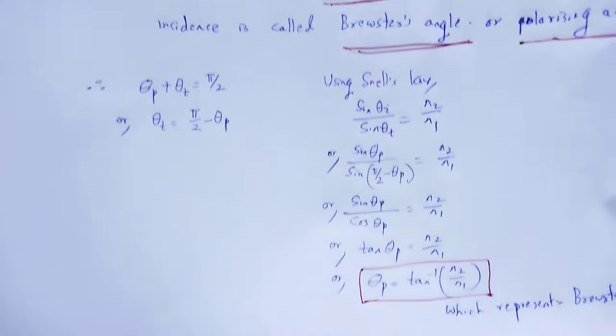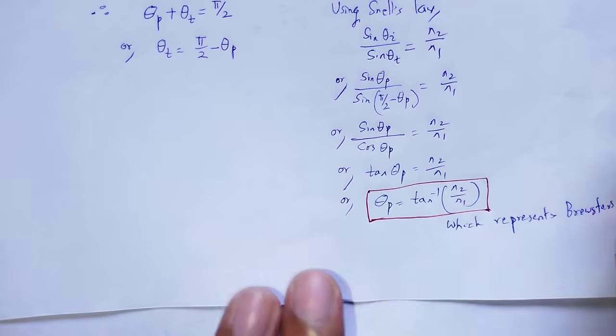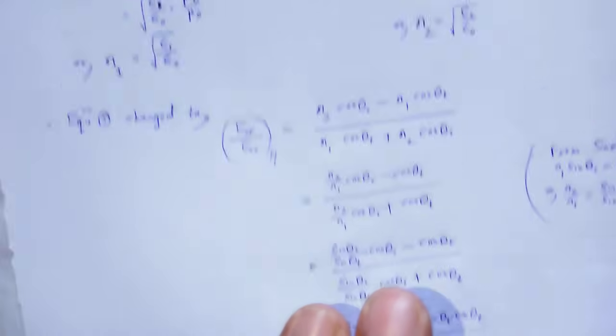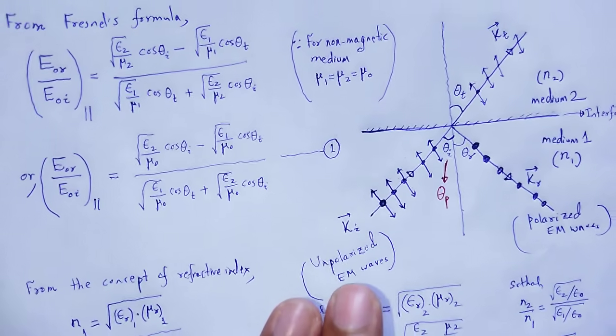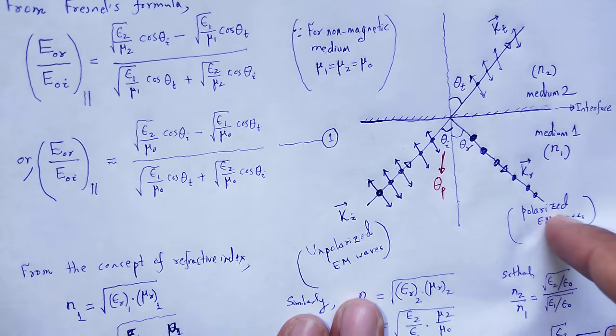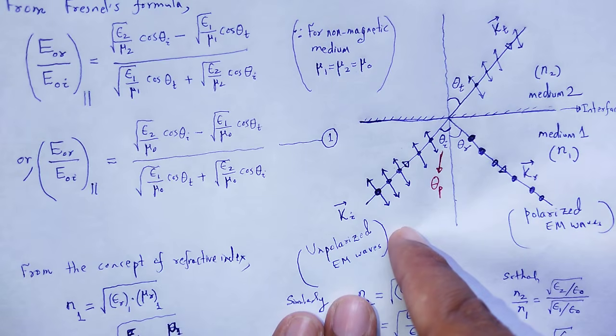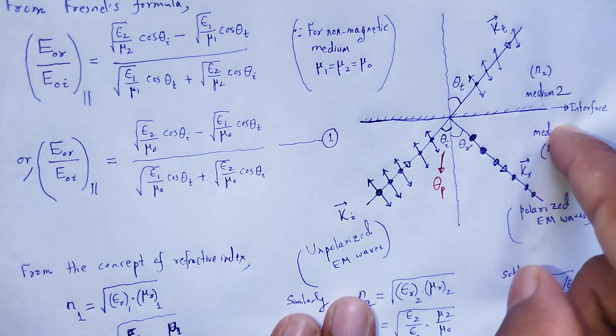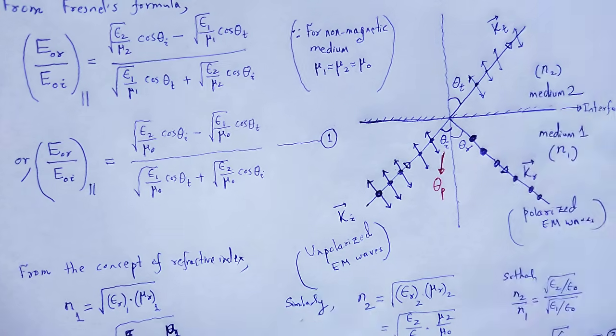What is that Brewster's angle? This one is the Brewster's angle. That figure clarifies how we obtain polarized electromagnetic waves from unpolarized electromagnetic waves under the reflection condition, and the idea of Brewster's law and Brewster's angle.